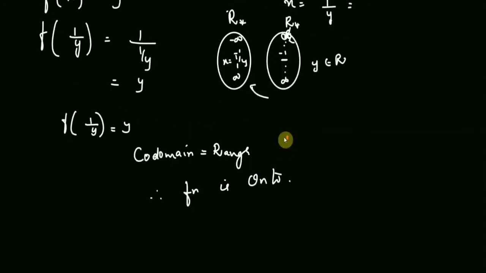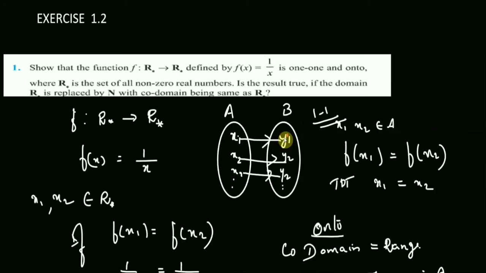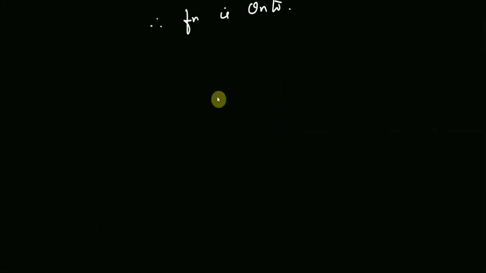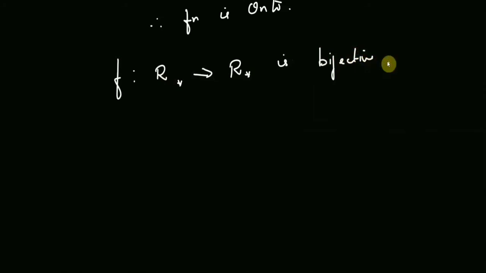So that is the question. Prove it is 1-to-1 and onto. So the function is bijective. So the f from R asterisk to R asterisk is bijective. Bijective means it is 1-to-1 and onto.